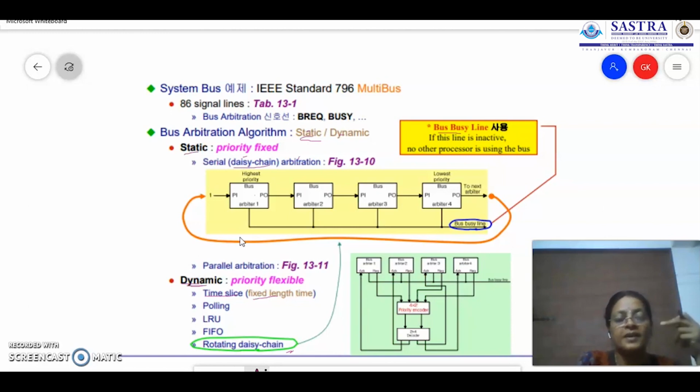Or we can make an alteration in such a way that if a device doesn't want to make use of its quantum, it can pass on the control to the other device. So both types of arrangements could be there. That's what happens in the time slice system.